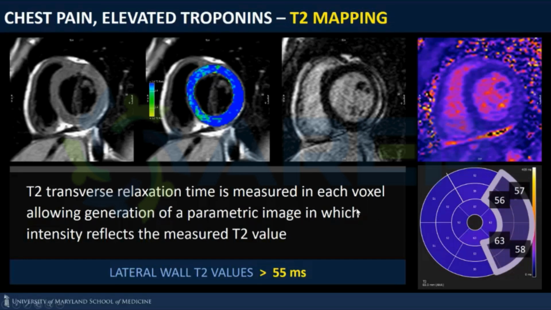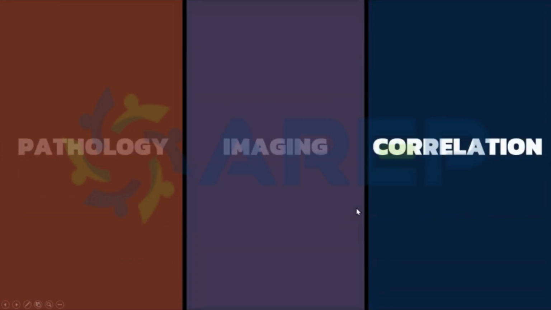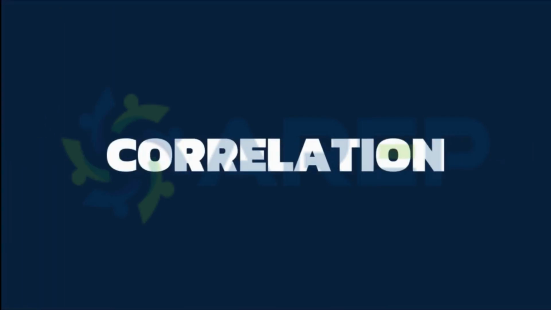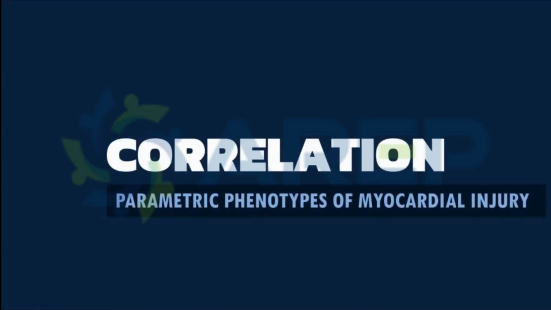So, we talked about a number of different things. We talked about the type of injury that we can see with the myocardium. We talked about the ways that we can characterize that injury using the different techniques: gadolinium-based, using parametric mapping, and then certainly looking for edema. So now, how do we correlate that with actual injury, with actual pathology? And when we look at these abnormalities, we can get almost phenotypes of myocardial injury.